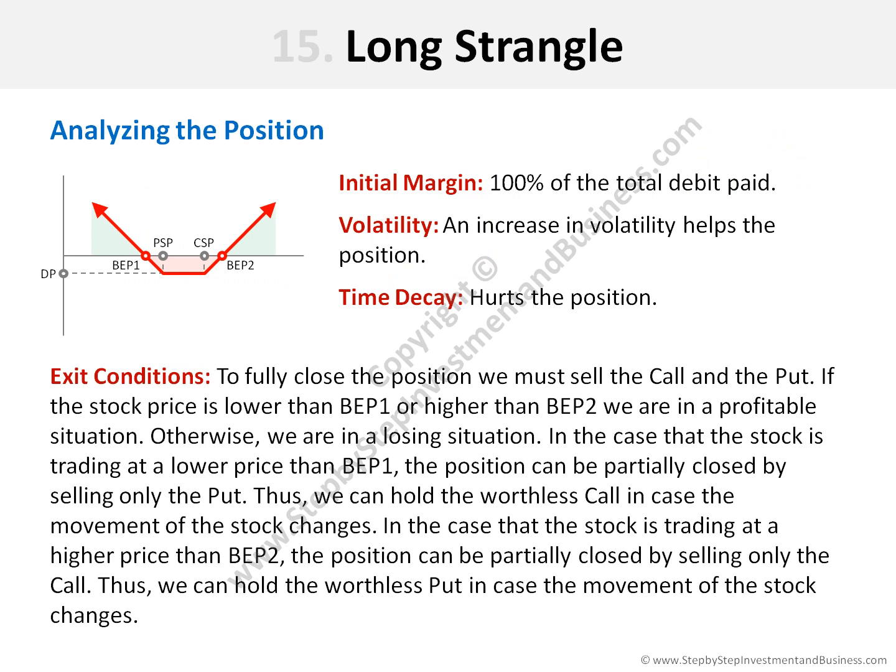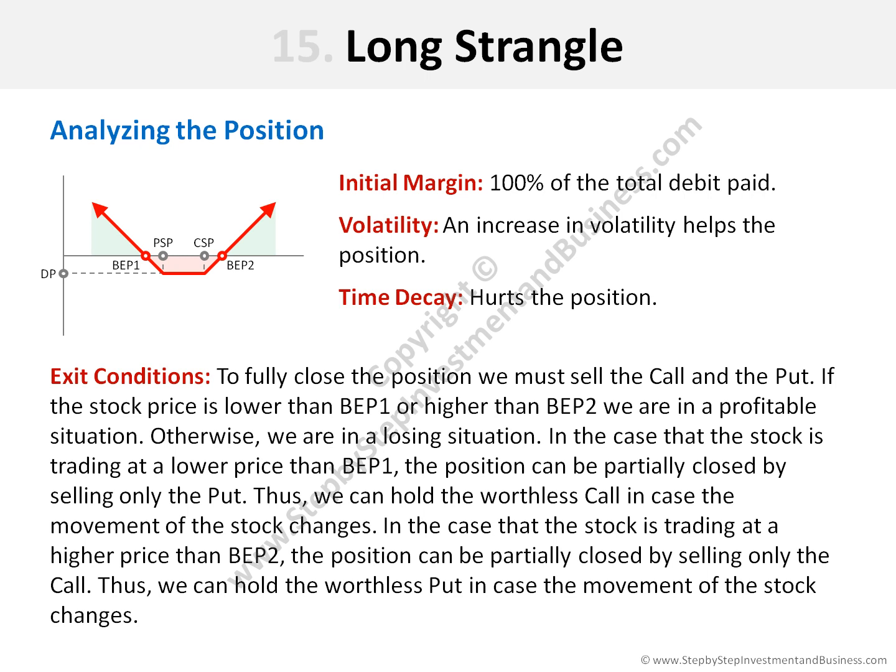Continuing with the analysis, the initial margin required to open the position is equal to 100% of the total debit paid. An increase in volatility helps the position. Time decay hurts the position. With respect to exit conditions, to fully close the position, we must sell the call and the put. If the stock price is lower than break-even point 1 or higher than break-even point 2, we are in a profitable situation. Otherwise, we are in a losing situation.